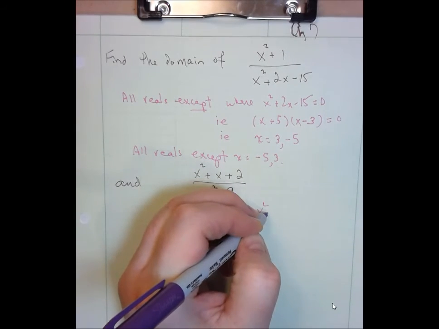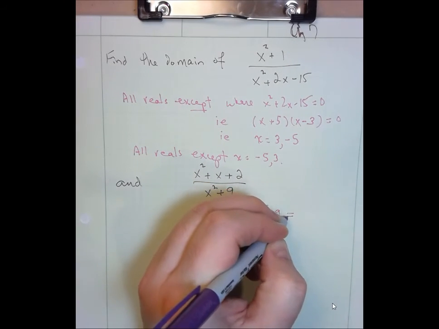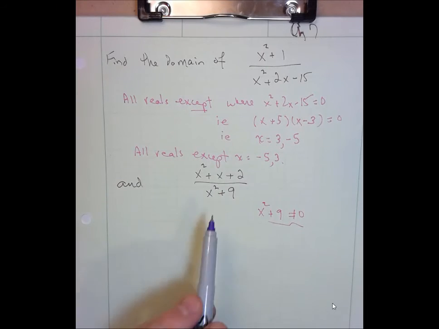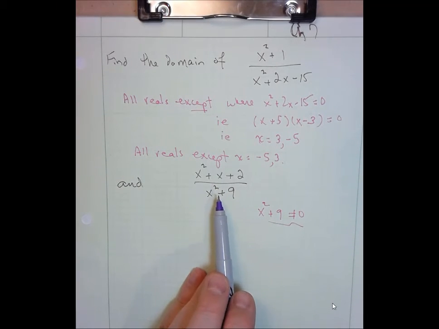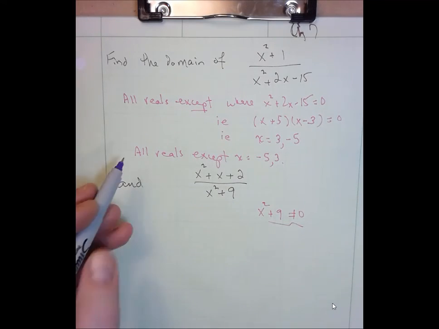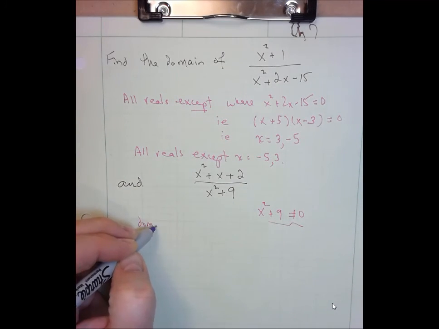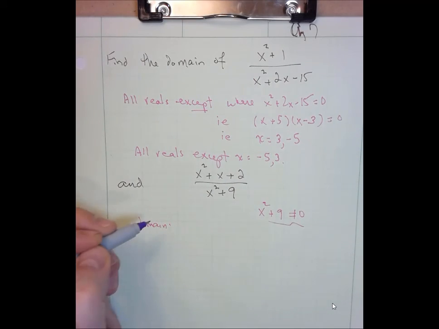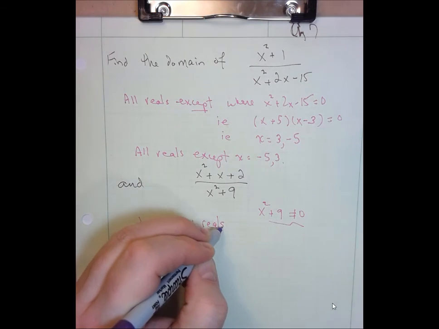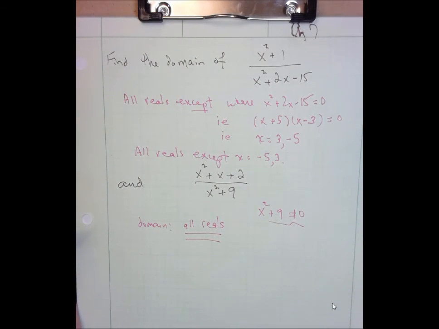So x squared plus 9 is never 0 ever, ever, until we start studying complex numbers, which we're not going to do here. All right, so we can plug in anything we want in the numerator. We can plug in anything we want in the denominator and never produce a 0. And so the domain here is all real numbers. Everything is allowed to be plugged in.